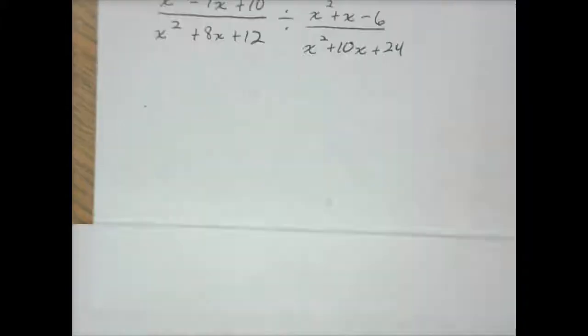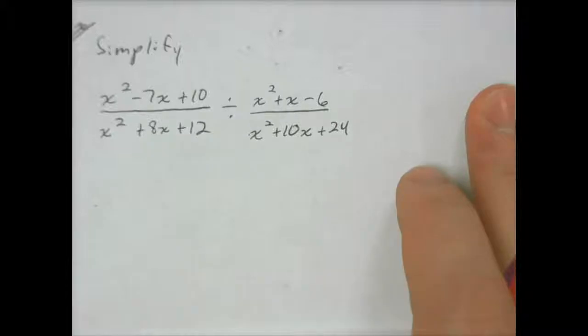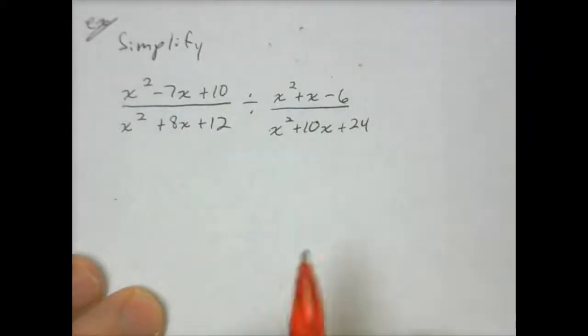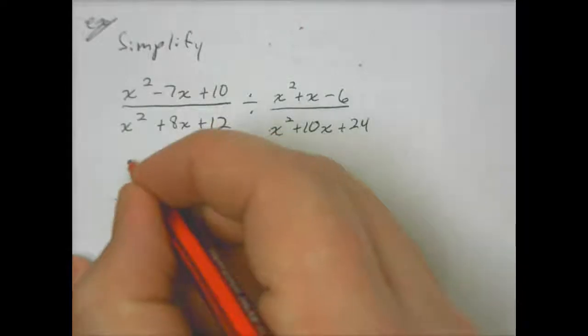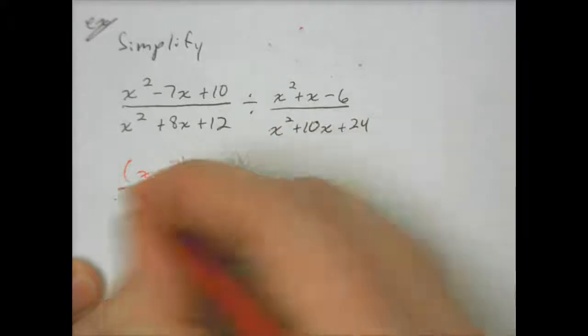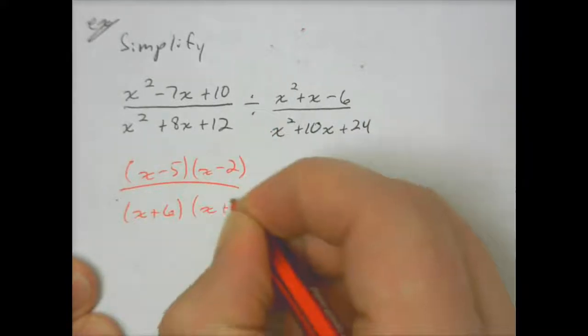All right, moving on. Same sort of idea. You want to simplify. Dividing by fractions means I'm going to flip the second and multiply. Take the reciprocal of the second fraction, multiply by that. So factor the first. So x minus 5, x minus 2 over x plus 6, x plus 2.